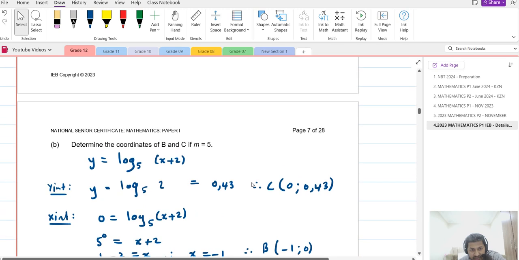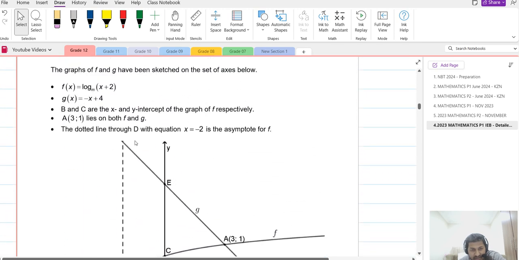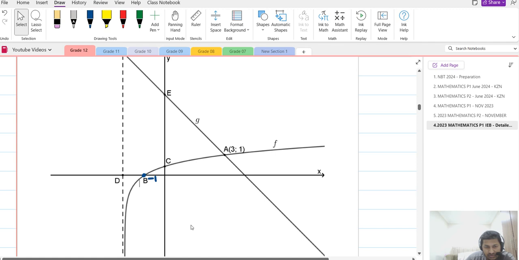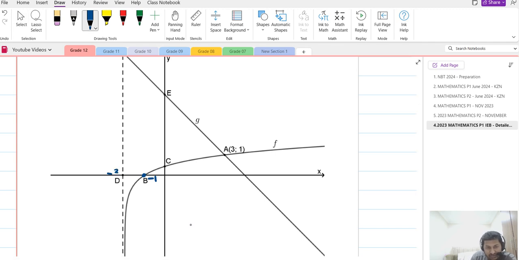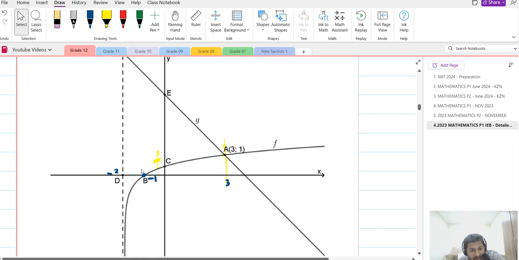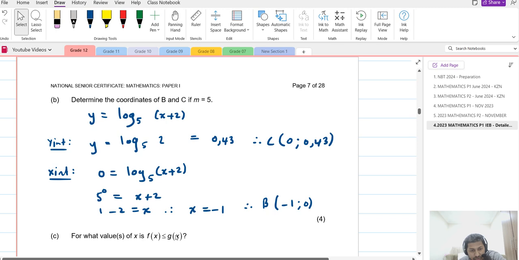The f graph is below the g graph between, remember this line here is minus 2, right? So you can see this is the graph of f and that's the graph of g. The graph of f needs to be below the graph of g, so it's only from negative 2 to 3. You can't go beyond negative 2, so negative 2 is not included, but 3 is included, because they said less than or equal to, right? So what's the answer?